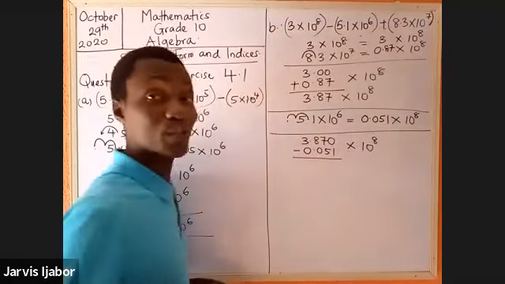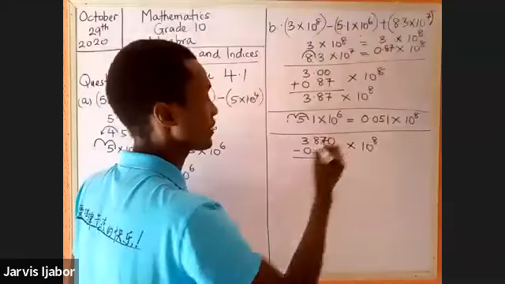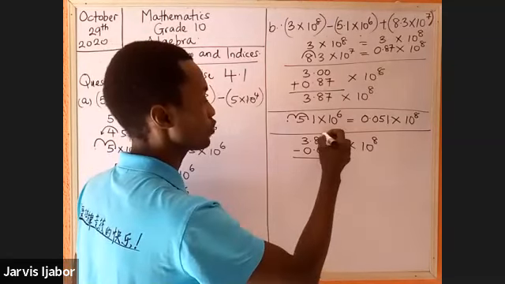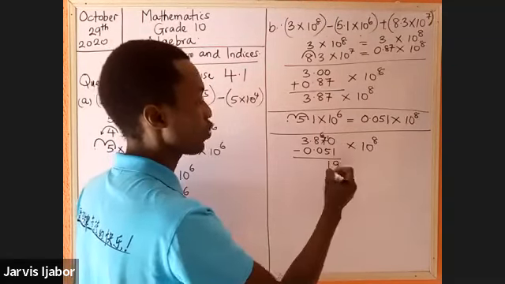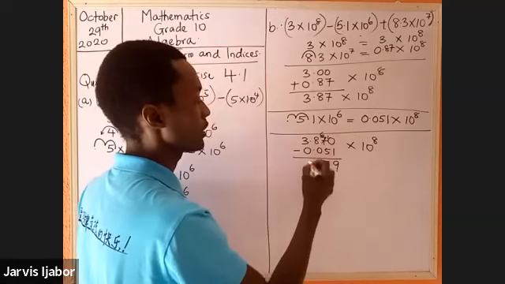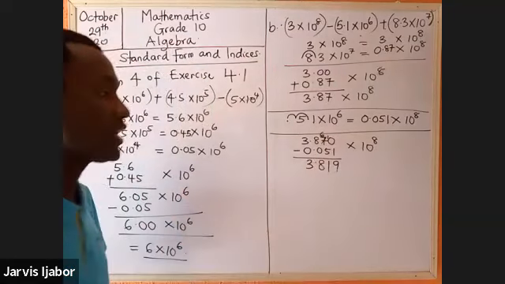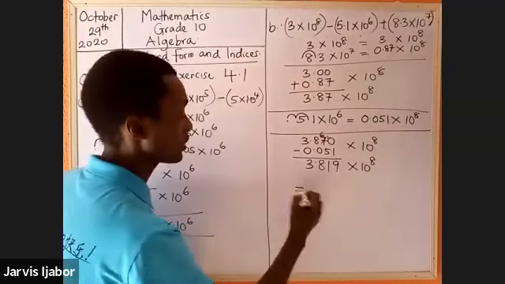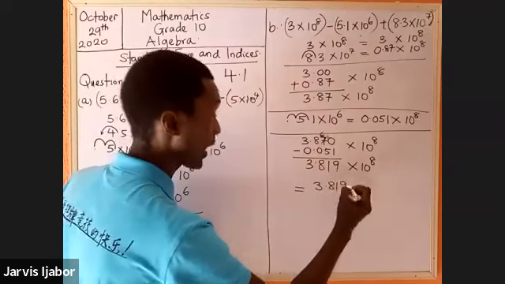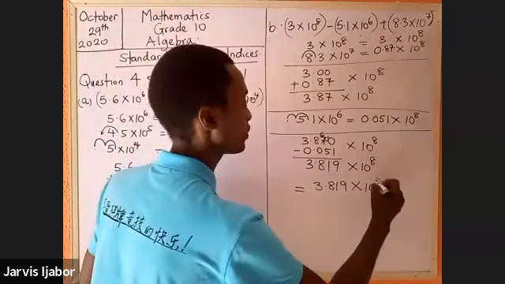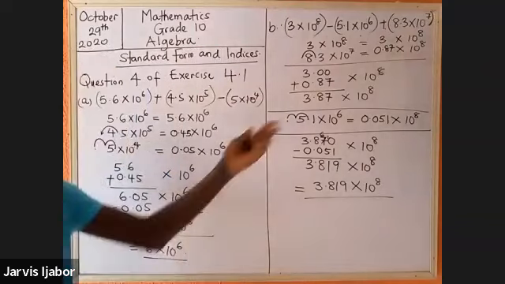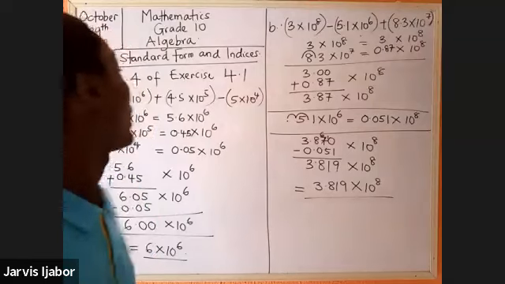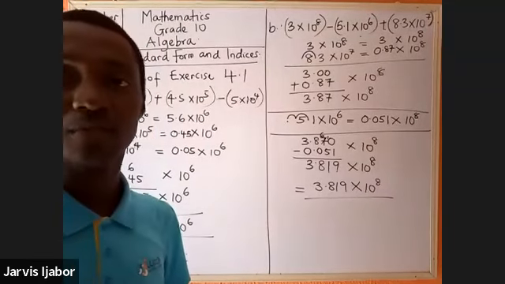0 minus 1. It's not possible. So I need to take from my 7 account and put it here. And I'll get 9 here, and I'll be left with 6. 6 minus 5 is 1. 8 minus 0 is 8. So that'll be 3.819 times 10 to the power of 8. So that's the answer, or the solution process, to question 4B. I'll give us some time to take care of that.